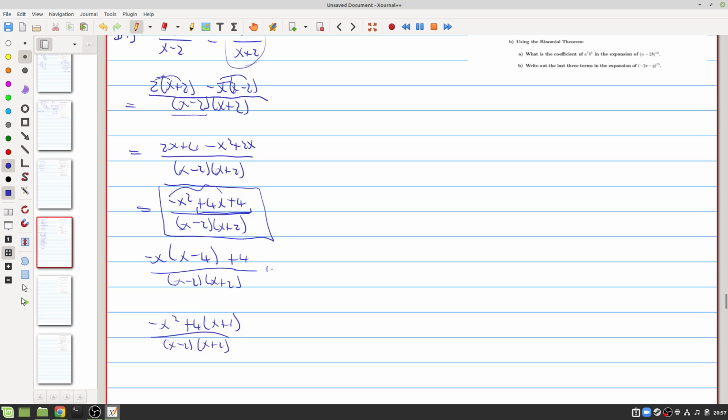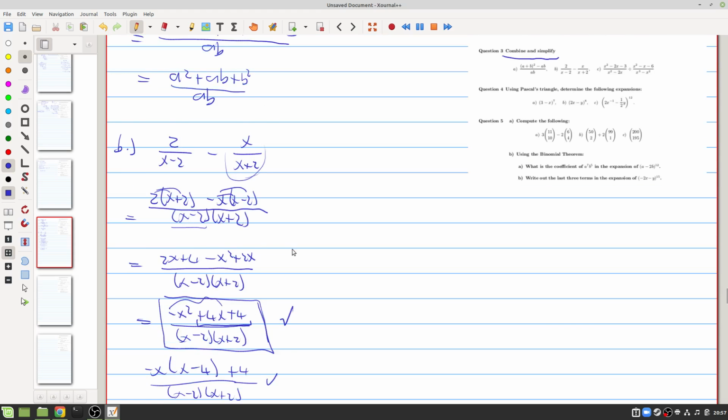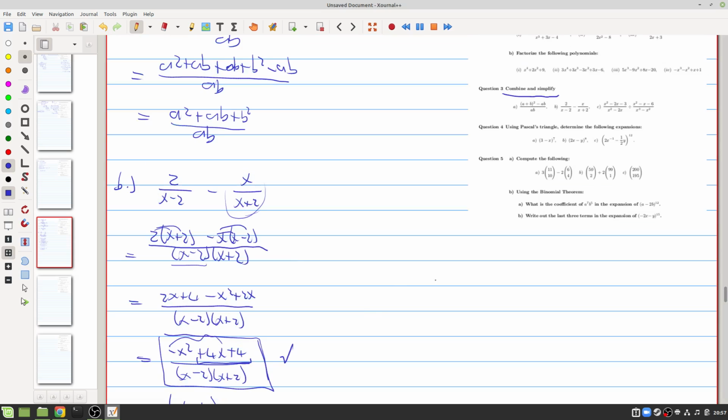So that would also be correct. I think all of these would be correct. I prefer this one that I circled here. I think that's the most logical place to stop. Okay, and then for question C.